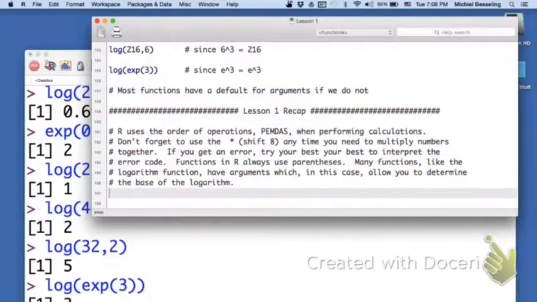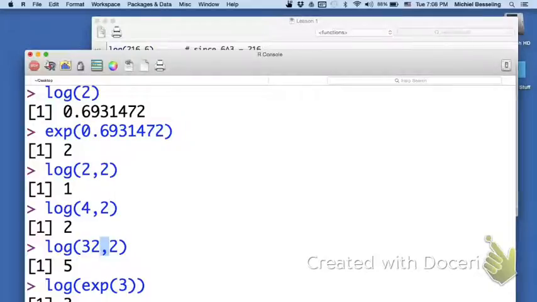Okay, so let's recap what we've learned this half hour. Number one, R uses the order of operations, PEMDAS, when performing calculations. The big one is don't forget to use the star, the shift 8 key, anytime you multiply numbers together. If you get an error, try your best to interpret the error code. And functions in R always use parentheses. Many functions, like logarithm functions, have arguments, which in this case will allow you to determine the base of the logarithm. We're going to start seeing a lot of these arguments as we go along.